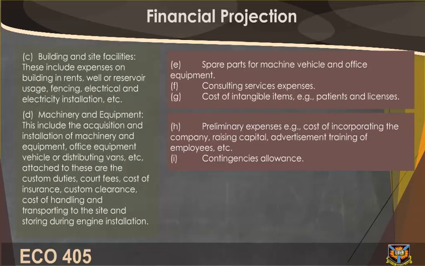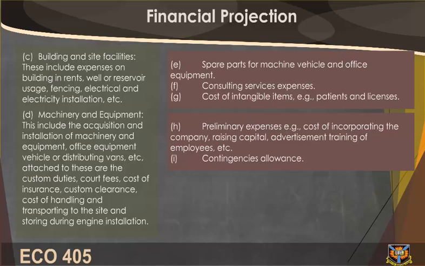C. Building and site facilities. These include expenses on building or rents, well or reservoir usage, fencing, electrical installation, and so on. D. Machinery and equipment. These include the acquisition and installation of machinery and equipment, office equipment, vehicles or distributing vans, and so on. Attached to these are the customs duties, court fees, cost of insurance, customs clearance, cost of handling and transportation to the site, and storing during engine installation.